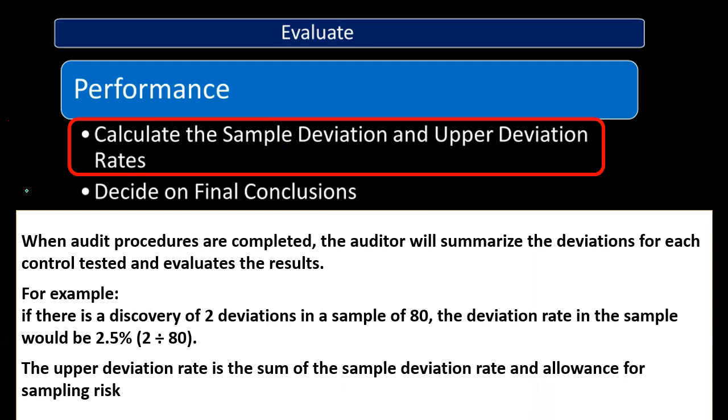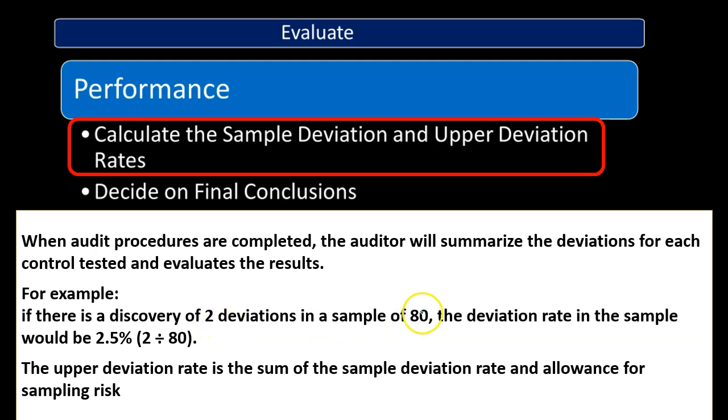Calculate the sample deviation and upper deviation rates. When audit procedures are completed, the auditor will summarize the deviations for each control tested and evaluate the results. For example, say we found 2 deviations in a sample of 80. So we had a full sample of 80, that's how many things we tested, and we found 2 deviations. In our example, we're talking about some purchase document that we're testing for a check of controls indicated by an initial, and we're looking for the initials. We didn't find the initials on 2 items. Those are going to be the deviations out of the 80.